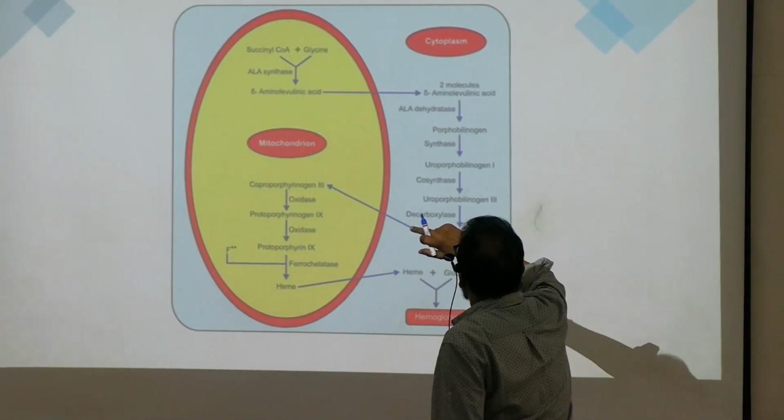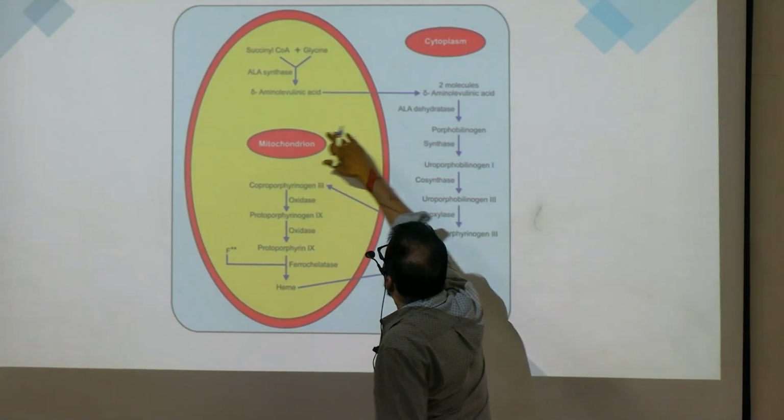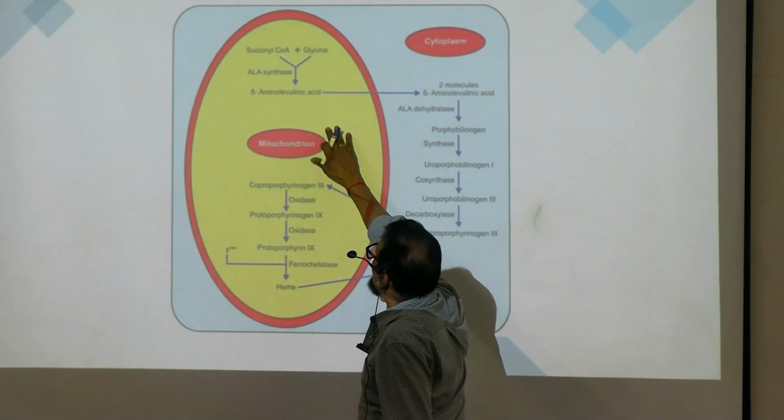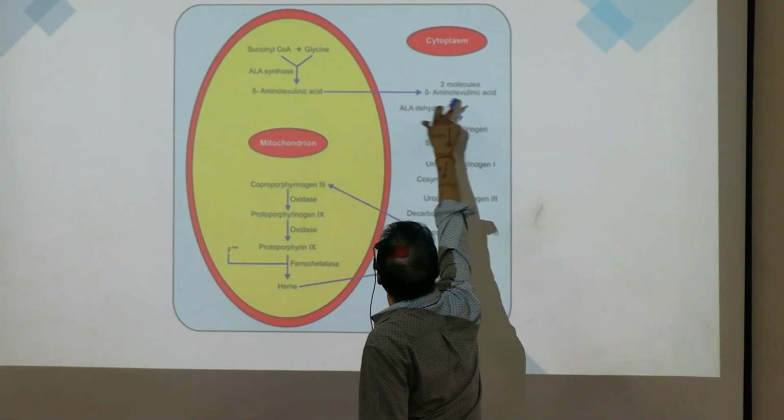Now 2 molecules of ALA will be coming out from the mitochondrial matrix into the cytoplasm.